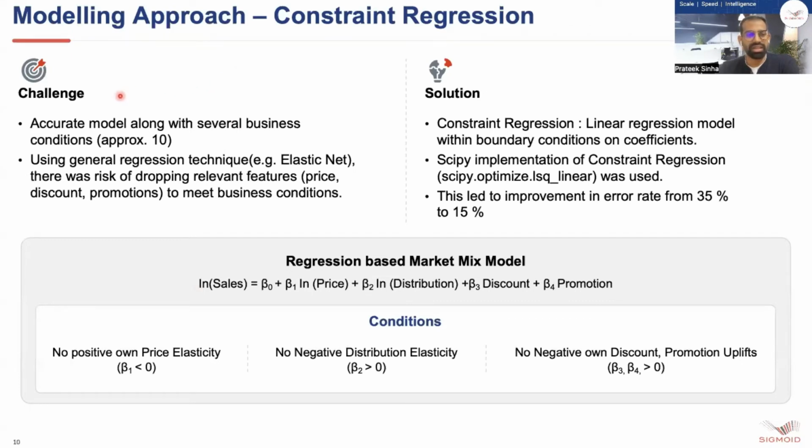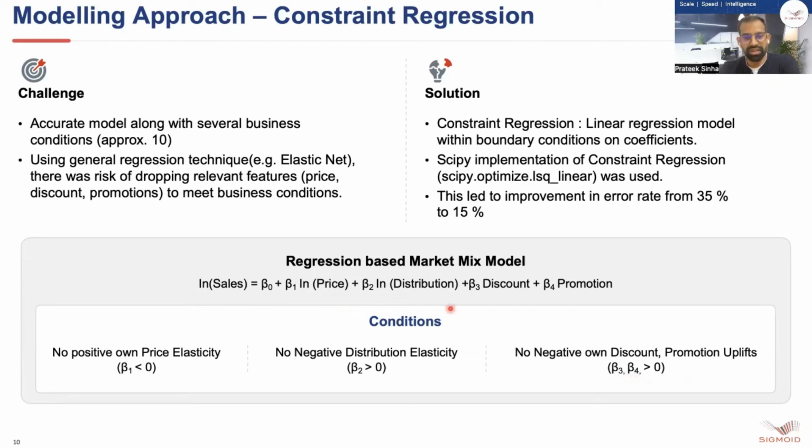The challenge here was that we were modeling thousands of products and we also had to create accurate model for all those products along with several business conditions. Let us look at what those business conditions are. First example is that no positive own price elasticity. It means that if we increase the price of a certain item, its sales should always decrease. And similarly, if we increase the distribution of an item in market, its sales should increase. And if we increase the discount or promotion on certain item, its sales should also increase.